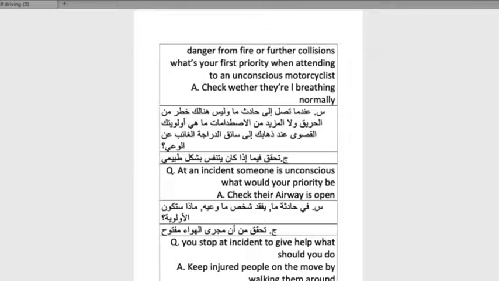You stop at an incident to give help. What should you do? Keep injured people on the move by walking them around.